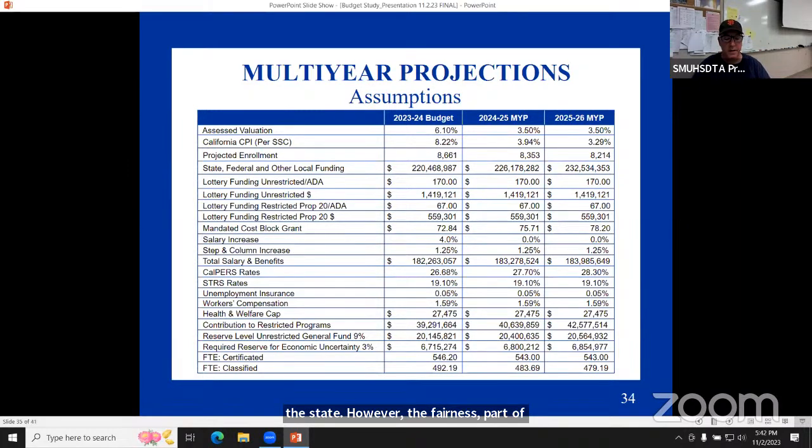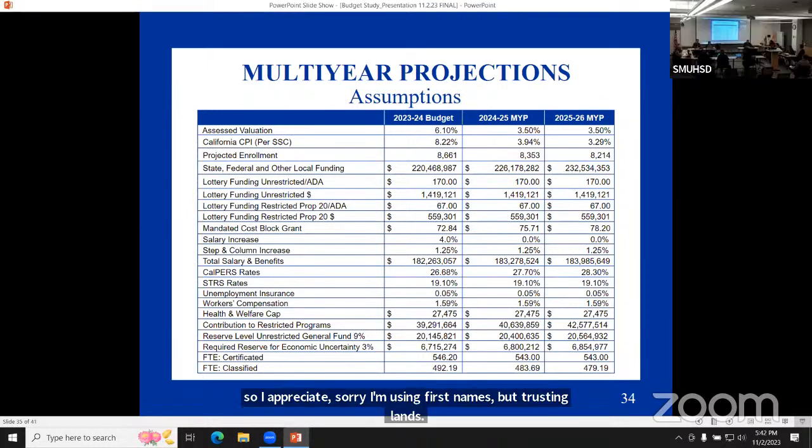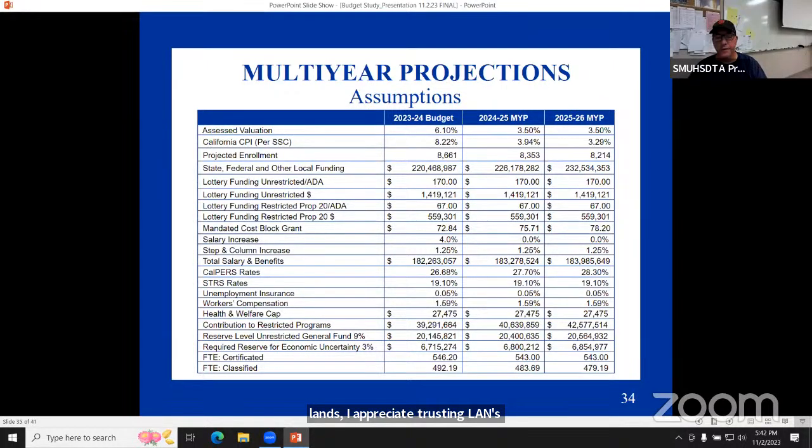And so I appreciate, sorry, I'm using first names, but Trustee Land's. Don't worry. I appreciate Trustee Land's advocacy for that. And those were just a few things that came off the top of my head while I'm doing another Zoom call on another computer. So thanks very much.